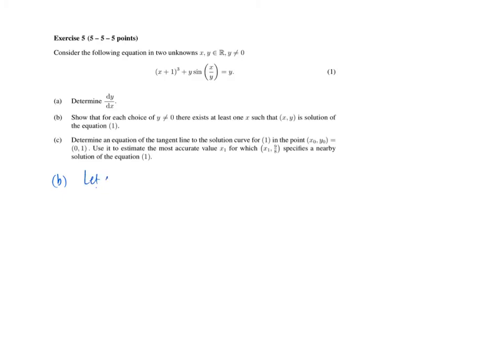Show that for each choice of y unequal to 0, there exists at least one x such that (x, y) is a solution of equation 1. Well, suppose we have a given y unequal to 0. Now we introduce a help function. Why we do this will be clear in a minute.